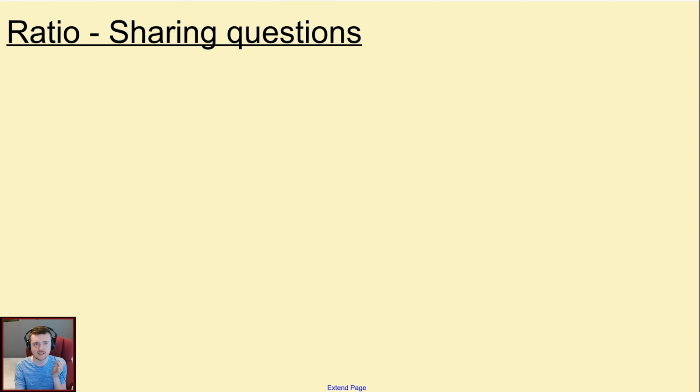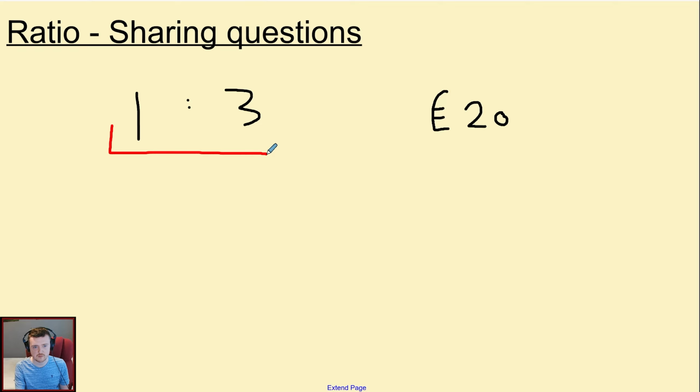Sharing questions are the absolute basic ratio questions that you're going to get given, and what you have to do is as follows. Let's say we've got a ratio of 1 to 3. That means that we have one equal sized piece here and 3 equal sized pieces over here. And let's say we're going to share the amount of £20 into that ratio. Okay, what we do is we add up our pieces to work out how many we're actually talking about. So in this case, 1 add 3 makes 4.